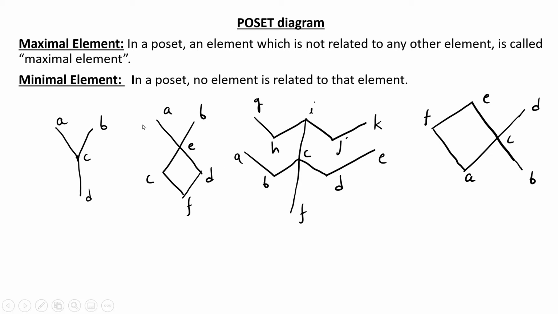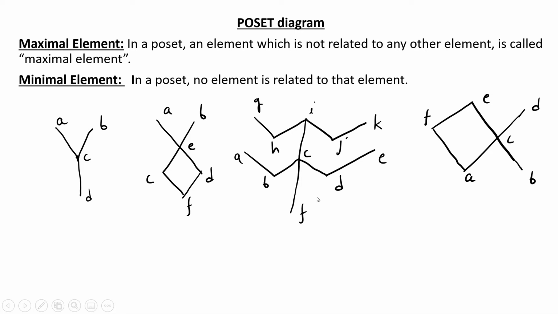Like this, here A and B are the maximal elements because A is not related to any other element, B is not related to any other element. So that's why A and B are maximal elements. C and D are not maximal because C is related to E, D is related to E, F is related to C, F is related to D. Then F is minimal here because no element is related to F.